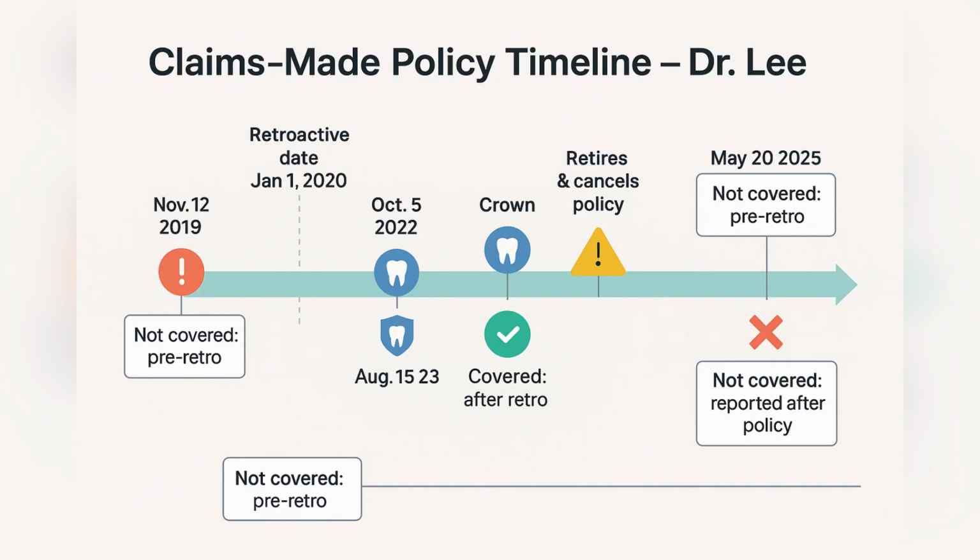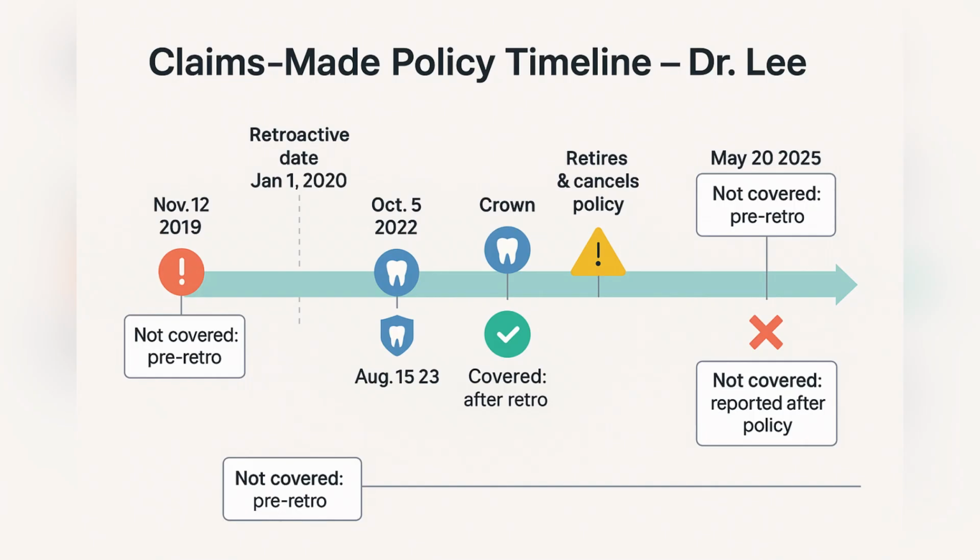Imagine Dr. Lee carries a claims-made malpractice policy from January 2020 through December 2023. Her retroactive date, the date printed clearly on her policy's declaration page, is January 1st, 2020. Now, during the active policy period, Dr. Lee performs 2 key procedures. In March of 2021, she completes a root canal for a patient. And in October of 2022, she replaces a crown for another patient.